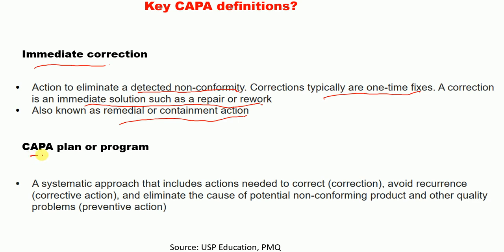So then what is a CAPA plan or program? A CAPA plan or program is a systemic approach that includes actions needed to correct corrections or avoid occurrence. So basically corrective actions, and eliminate the cause of potential non-conforming product and other quality problems. So it's a preventive action. So just preventive actions. These are included in a CAPA plan or program.